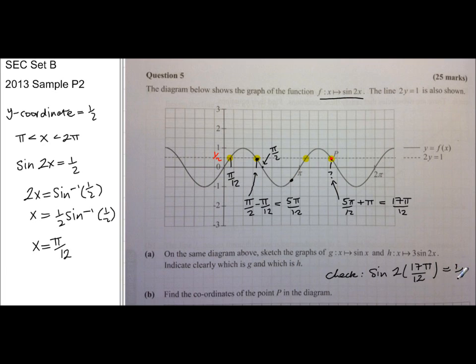So now we have our answer. So P is the point. The x value is 17 pi over 12, and the y coordinate is a half.